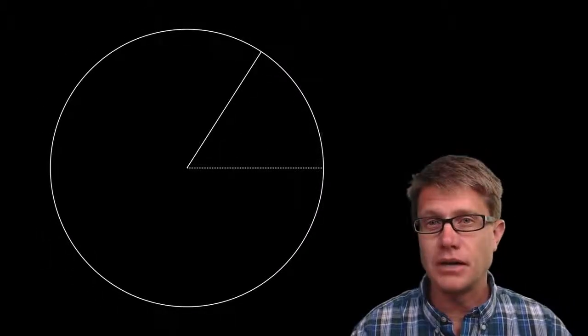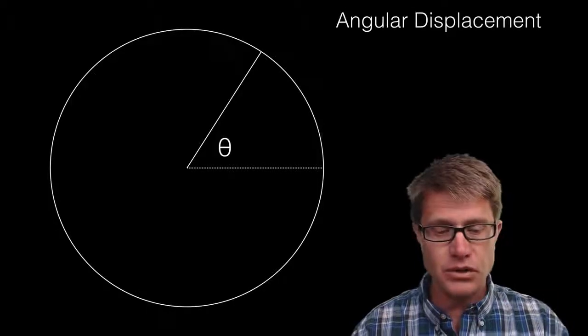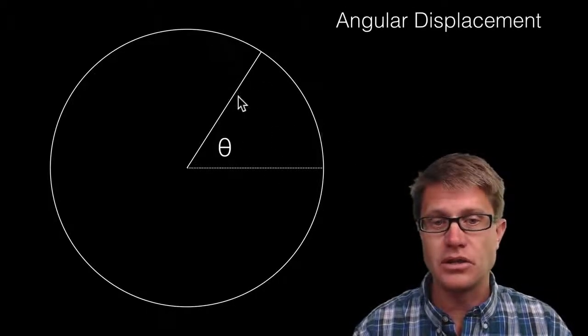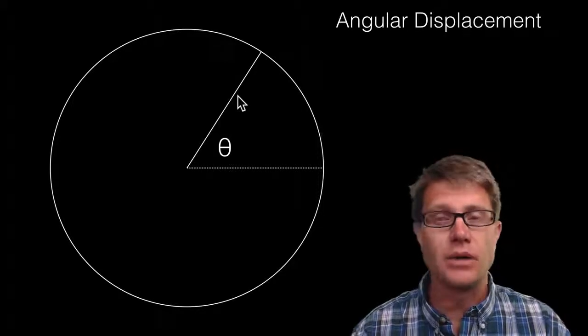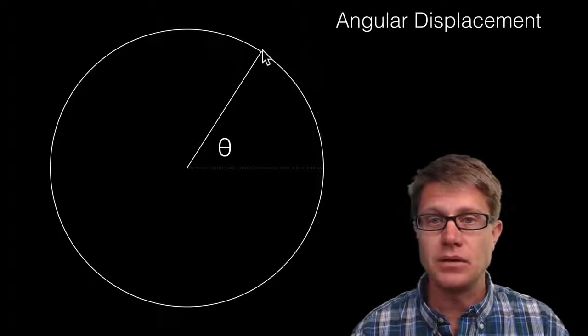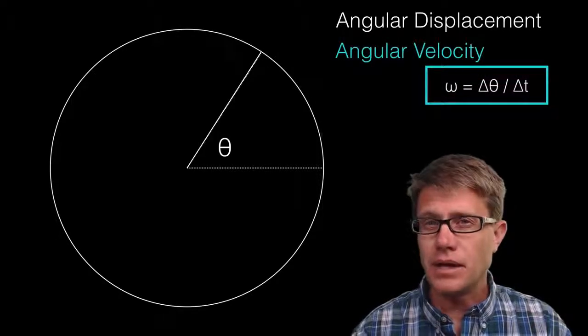And so for measuring angular displacement, we measure that using the angle theta. So it's going to be how much it's turning, or the distance by which it's turning. And so again, we would measure that in radians. And this is 1 radian right here. It's about 57 degrees.